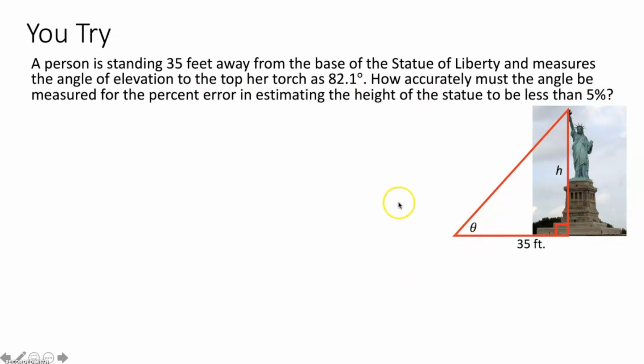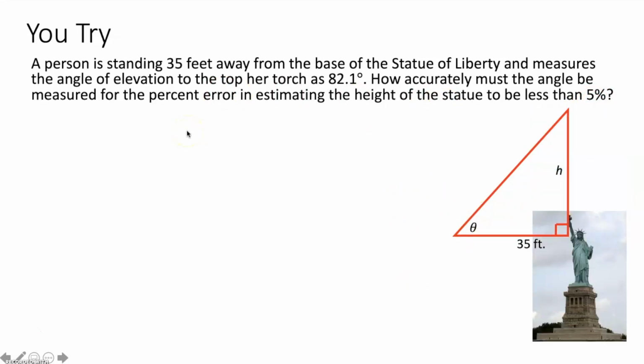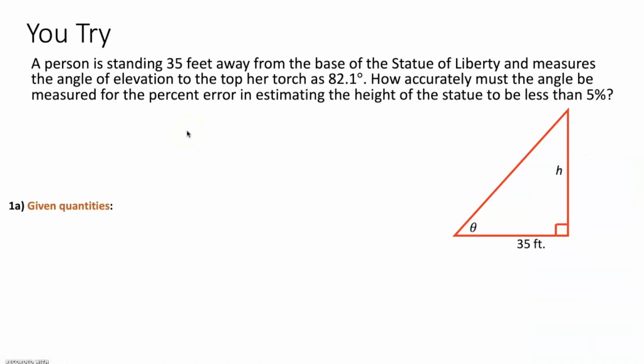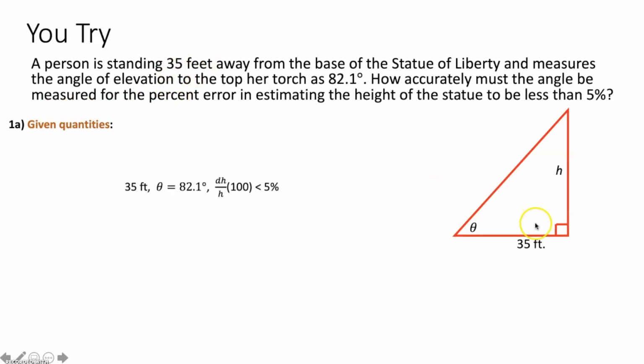So now that we've made our sketch, we can move on to the next part of step 1, which is to state our given quantities and quantities to be determined. So what are we given? We're given that the person is standing 35 feet away from the base of the Statue of Liberty. We're given that the angle of elevation is measured to be 82.1 degrees. And we're given the percent error in estimating the height of the statue has to be less than 5%.